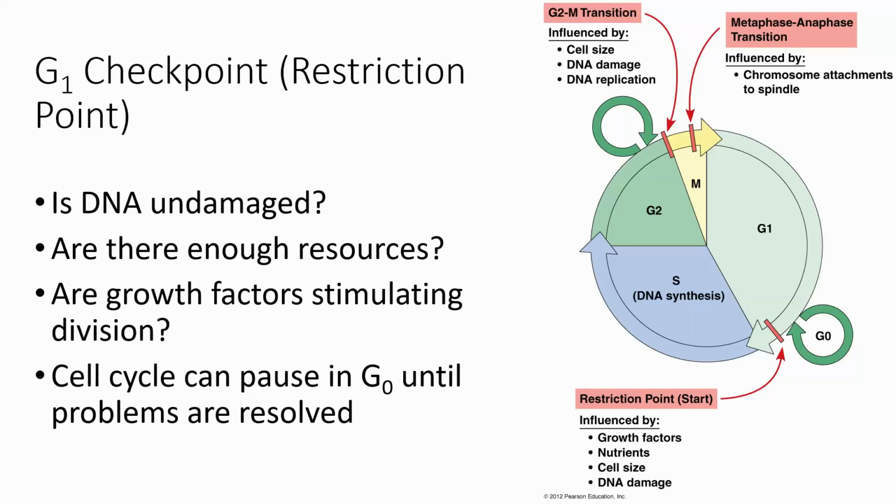The first one is the G1 checkpoint, and that's basically, are we going to divide? So you can think of this checkpoint as, if I could write, it's supposed to say to divide or not to divide.